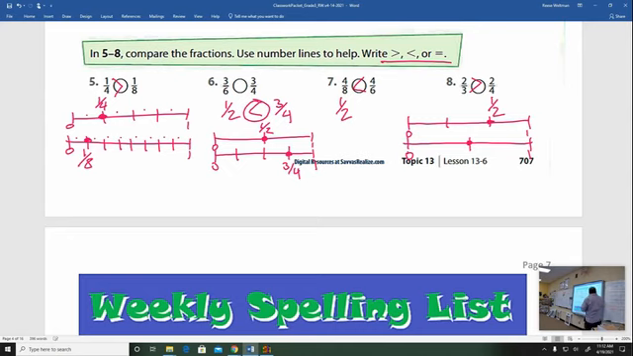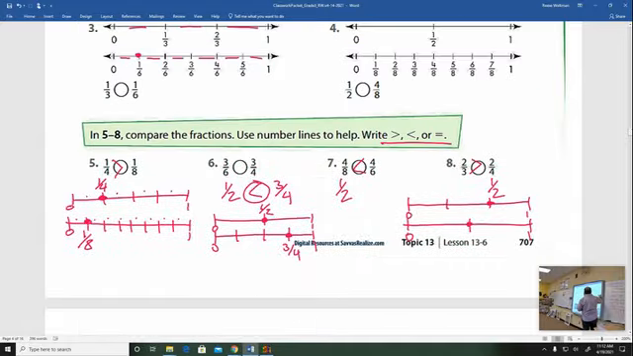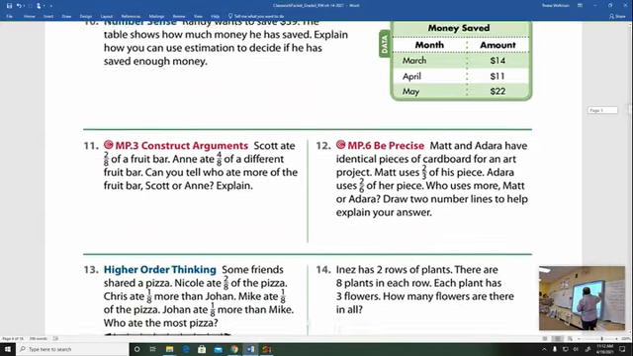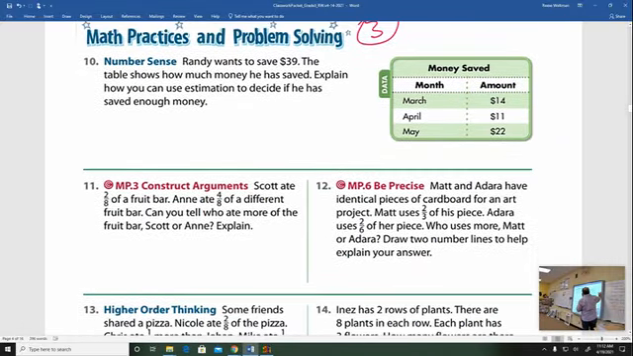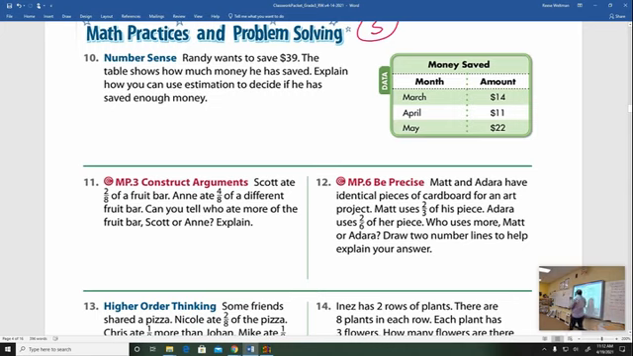Yes? Okay. Now, I know that there were some challenges on this page. Let's take a quick look at it. Let's look at this one first. Randy wants to save $39. Highlight, underline, circle the important information. Make sure that your eyes are drawn to what they're asking you and the numbers that they're giving you. The table, it's right here, shows you how much money he's saved.